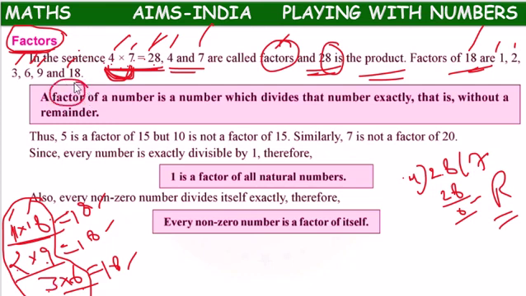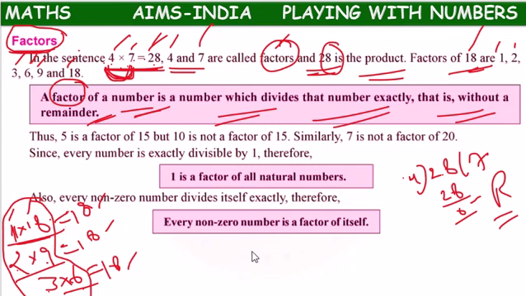So a factor of a number is the number which divides the number exactly. A factor is a number which divides the given number exactly, without remainder, or with remainder 0. That is called a factor.